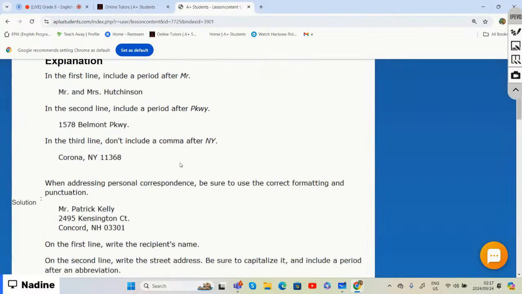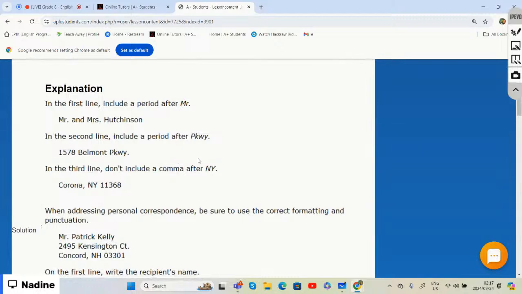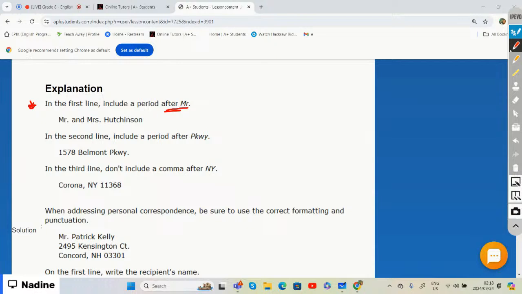All right. So here they say, when you write an address, if you're addressing something to someone in the form of a package, if you are sending a gift to someone, then in the first line you need to include a period after Mr. So now you're addressing it to Mr. or Miss whoever, depending on who you are sending the gift to. If you are sending it to your parents or grandparents, you need to say Mr. and Mrs. But if you're only sending it to one person, if it's a male, it is Mr. If it's a female, it is Miss. If the person is married, it is Mrs.